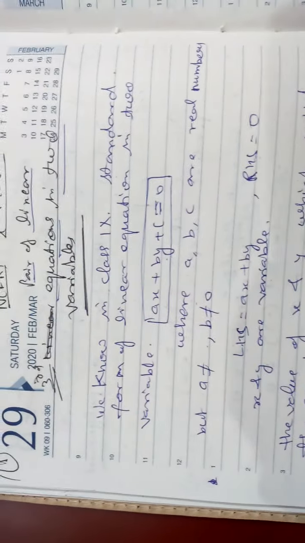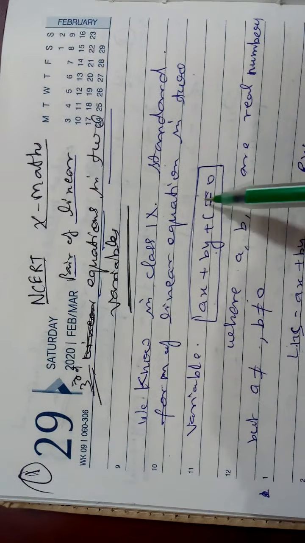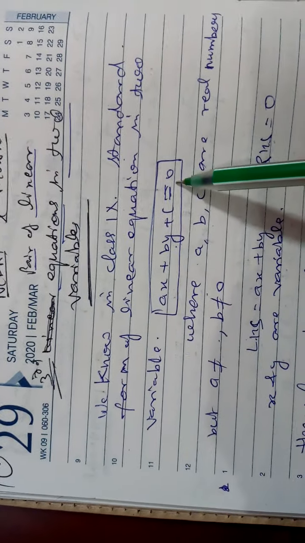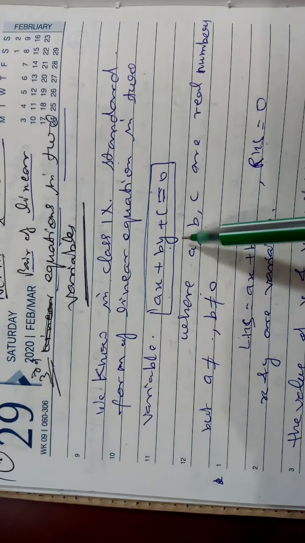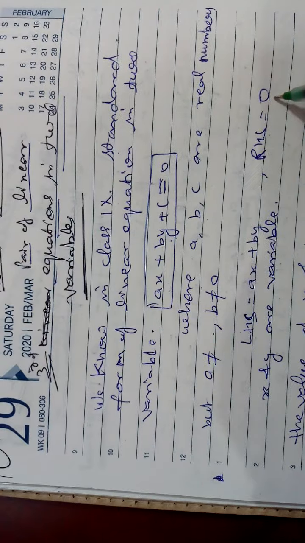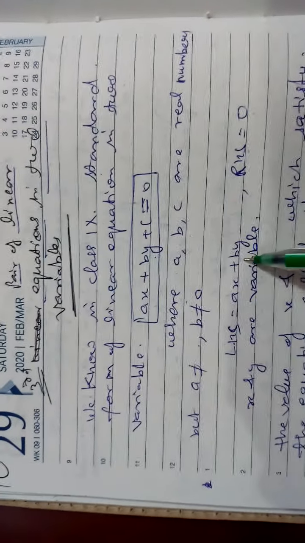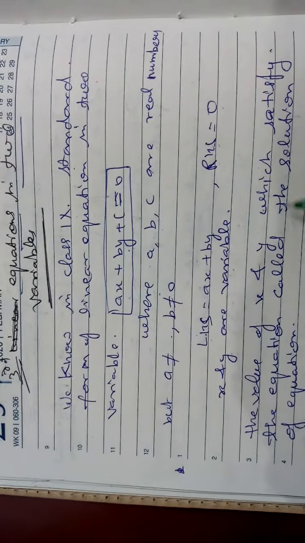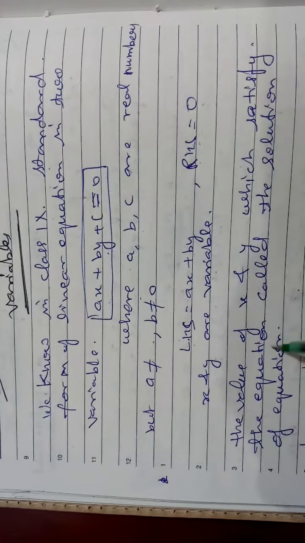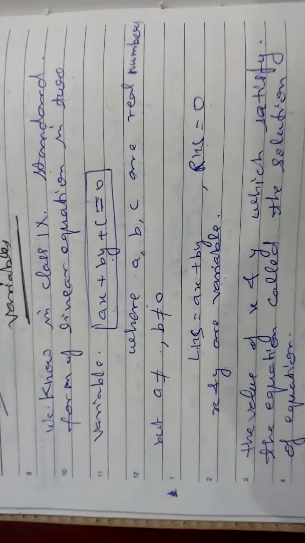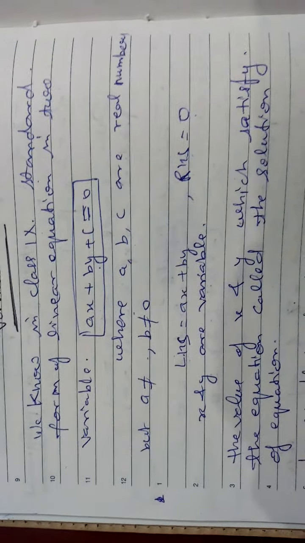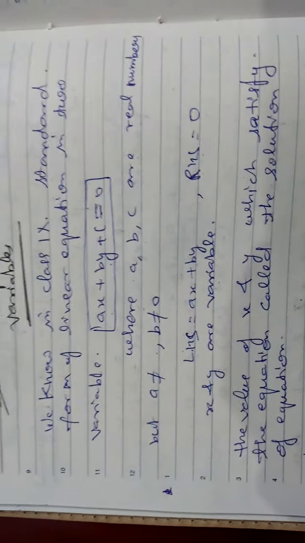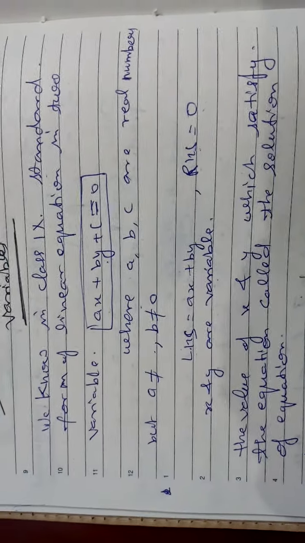A linear equation has two sides, left hand side and right hand side. Equation means an equal sign is present there. So the left hand side is ax + by + c, and the right hand side here is 0, where x and y are the variables. The values of x and y which satisfy the equation are called the solution of the equation, which you know from class 9. Find 3 solutions, 4 solutions, 5 solutions, write in standard form a, b, c. This you have seen in class 9.